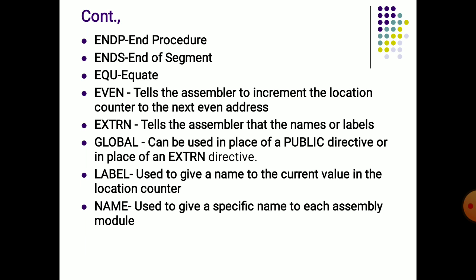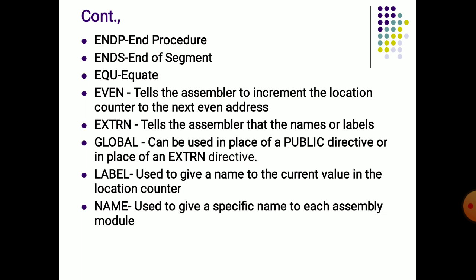Then EQU means equate. If you want to equate some data operands, we can use this assembler directive, EQU. If you mention this type of keyword, the assembler will automatically understand what type of data is carried for this instance. That is why it is called assembler directives. Then EVEN is also a keyword, an assembler directive, which tells the assembler to increment the location counter to the next even address. That can be done by using the EVEN assembler directive.